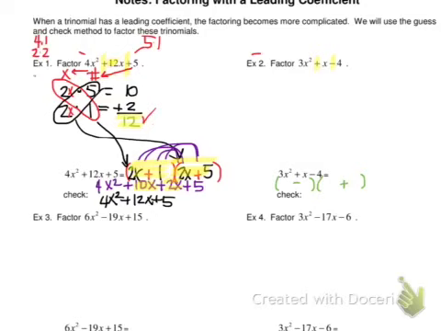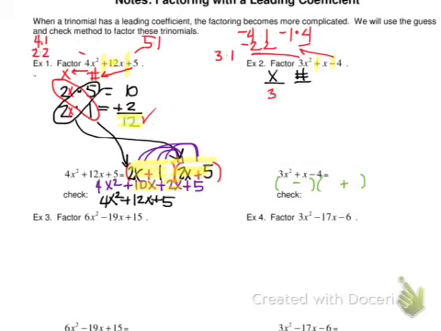So let's talk about the factors of 3. The factors of 3 are 3 and 1, and that's it. The factors of 4, and more specifically the factors of negative 4, are going to be a negative 4 times 1, a negative 2 times 2, and a negative 1 times a positive 4 will also give us a negative 4. So now we're going to create our columns for our x squared terms and the factors of our negative 4.